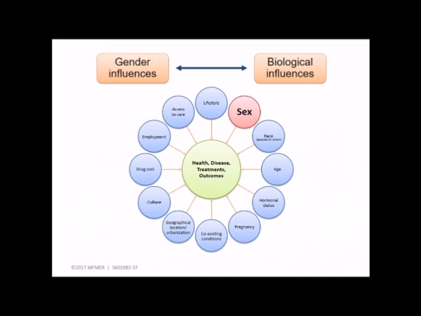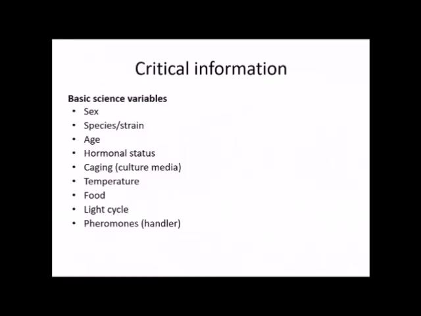And then we heard a lot, even from Dr. Thornburg's presentation, about how these other environmental factors or gender influences or cultural influences can impact the biology through epigenetic changes across generations. So when we take information for our studies, what do we need to take and report? For sure we need to report in basic science variables, sex, okay? NIH now requires you to do that. We used to do it back when I was in graduate school, and somehow with impact factor it got lost along the way. Age, hormonal status, you know, your caging in terms of stress of your animals, the temperature, food, and light cycle, and now there's some evidence that the pheromones of the handler may also affect the stress of your little mouse and some of the outcomes that you're measuring.